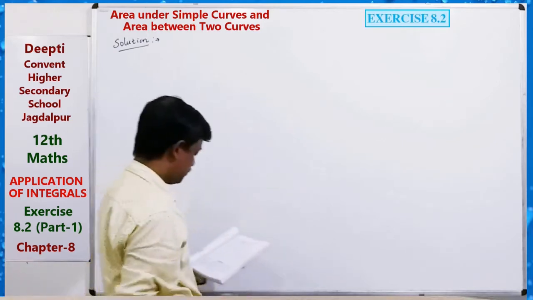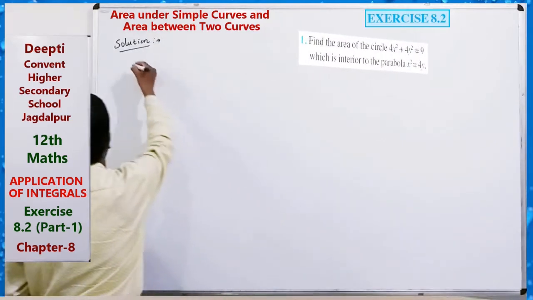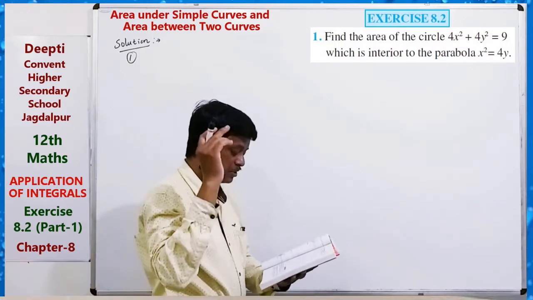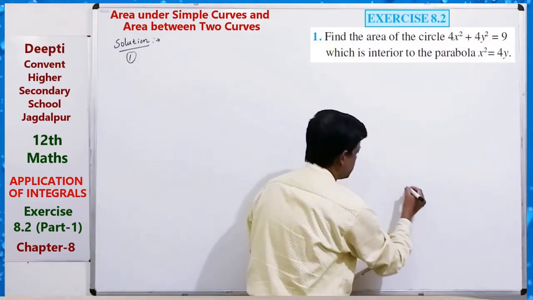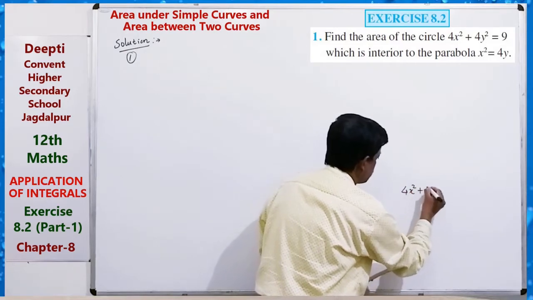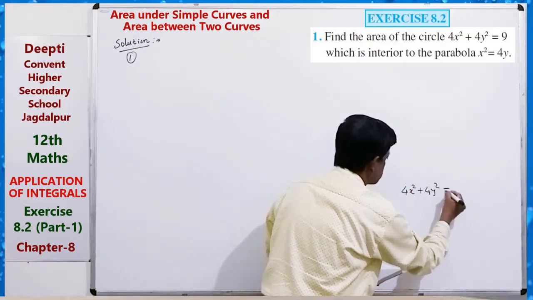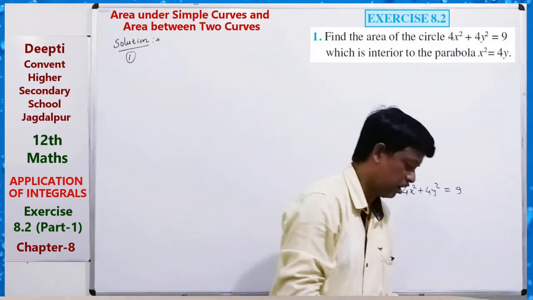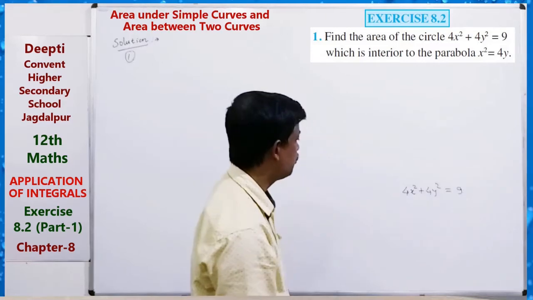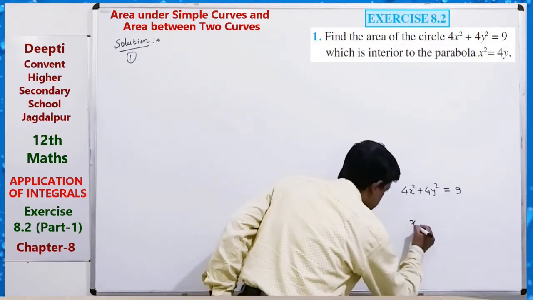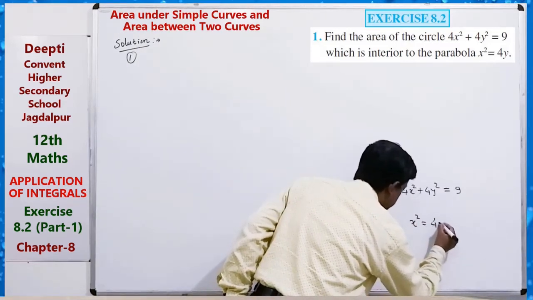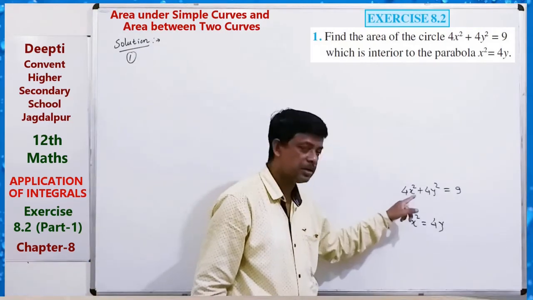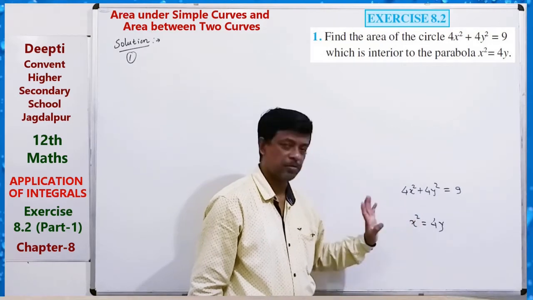Exercise 8.2, first question. Question 1. Area of the circle 4x square plus 4y square equals 9, which is interior to the parabola x square equals 4y. This is a circle and this is a parabola.